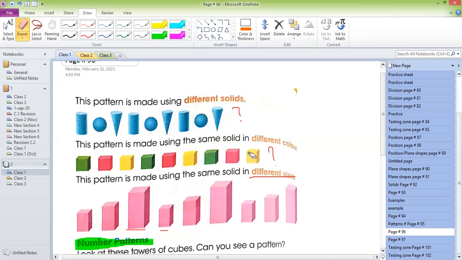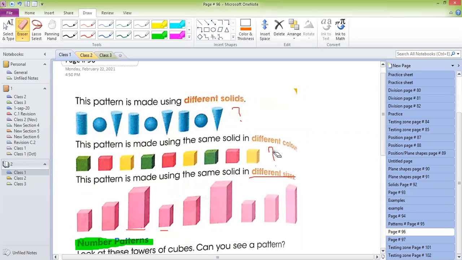Green, red, yellow. If I ask you after the yellow cube, which color cube will be there? So you will say, sir, it will be green. How do you know? Because in the pattern, after the yellow cube, there is a green cube.